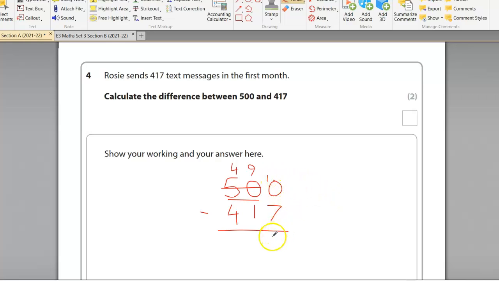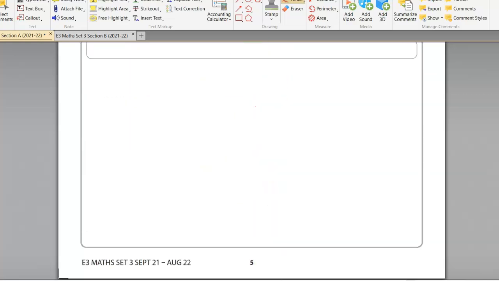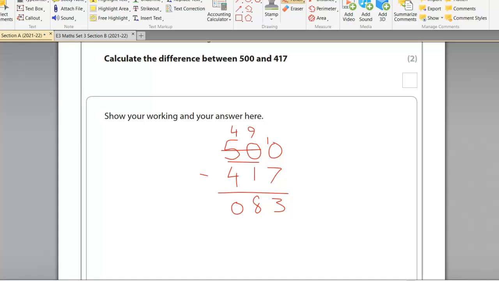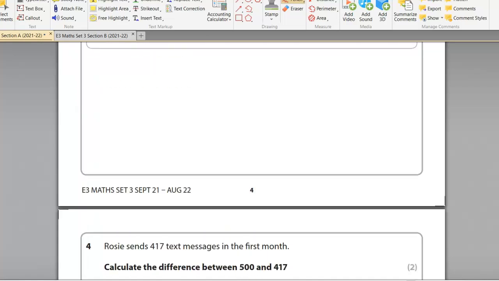Then it's 10 take away 7 is 3. 9 take away 1 is 8. And 4 take away 4, of course, leaves us with nothing. So the difference, there's no answer box on that one, so just show it in the working out. The difference is 83. All right, so that's our entry level 3 calculator paper.